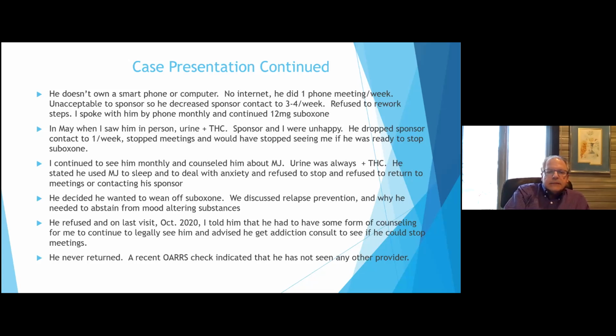And since his sponsor was ragging on him every day, he decreased the contact with the sponsor down to 3 to 4 times a week. I saw him monthly and continued prescribing 12 milligrams of Suboxone per day. And from my standpoint, other than the fact that he wasn't doing the meetings, he still seemed to have it together, at least on Zoom.